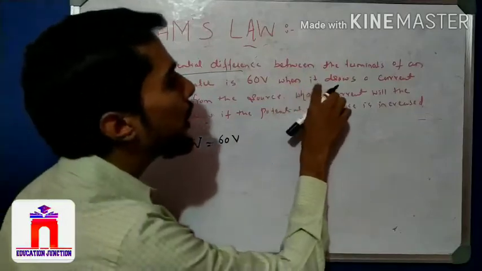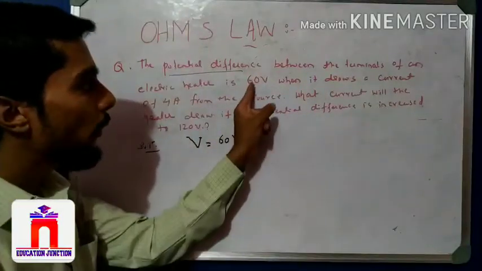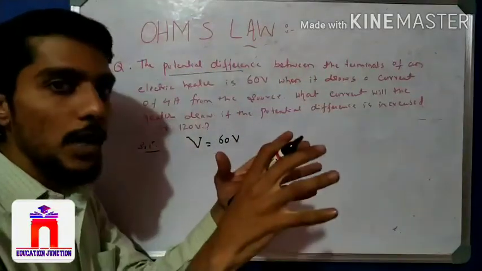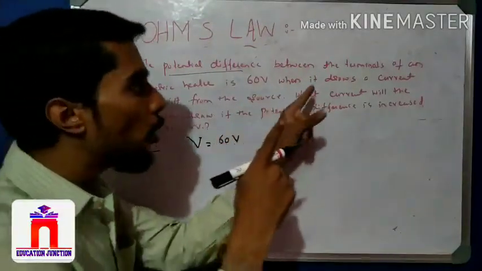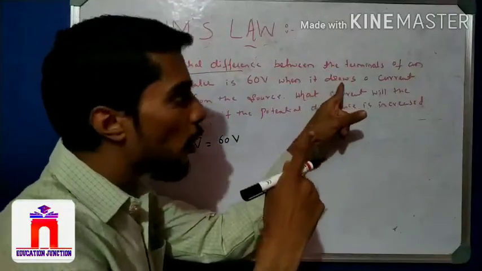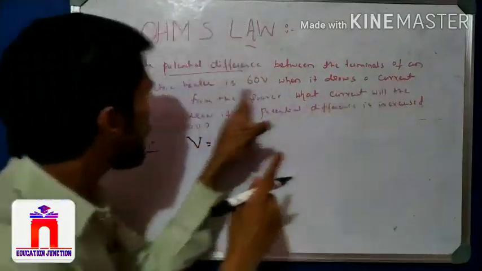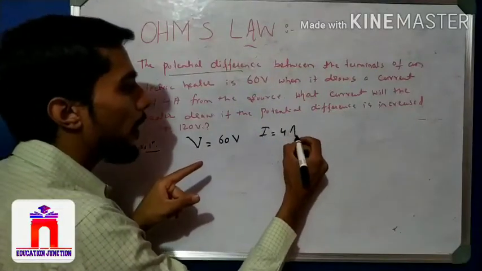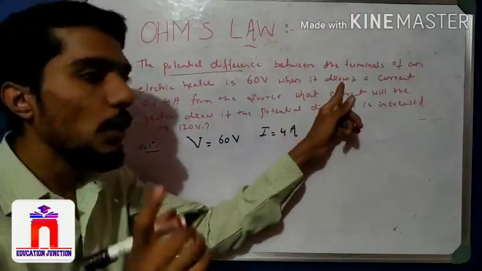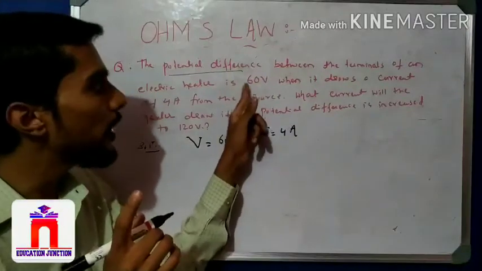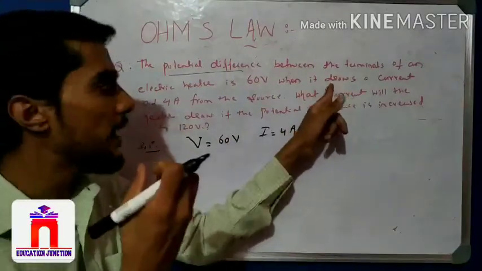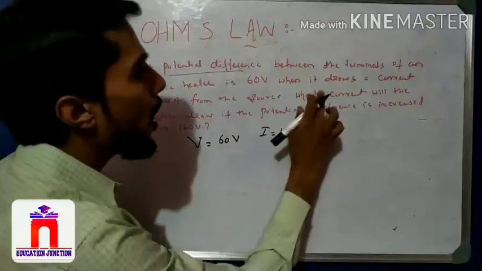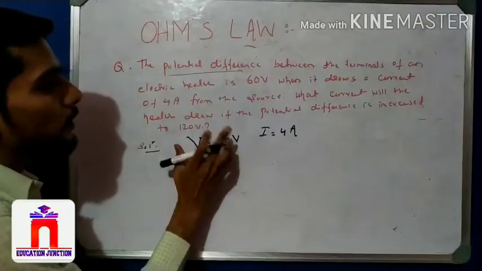Now, when it draws a current, what does that mean? Whenever we apply a voltage of 6 volt to the circuit, what happens? The current flows in the circuit. And how much current is drawn? How much current flows here? I is equal to 4 ampere. We know that when we apply the voltage, we get a current. That current is how much? 4 ampere.